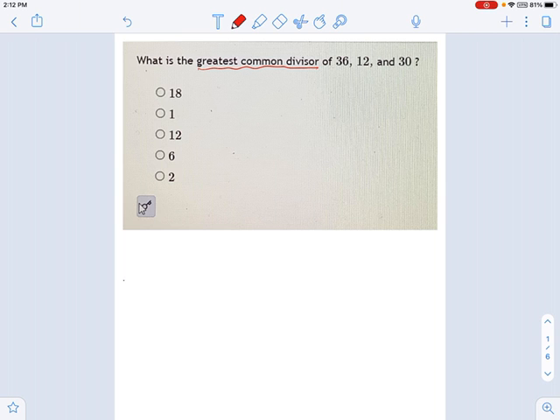So if I said, what is the GCD, the greatest common divisor of 5 and 7, well, that's going to be 1. There's nothing that divides into 5 except 1 and 5. And there's nothing that divides into 7 except 1 and 7. And the only common number between those is 1. Okay, so that would be 1.